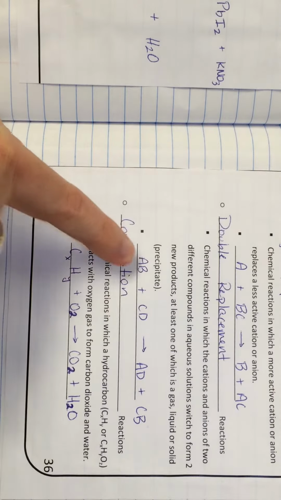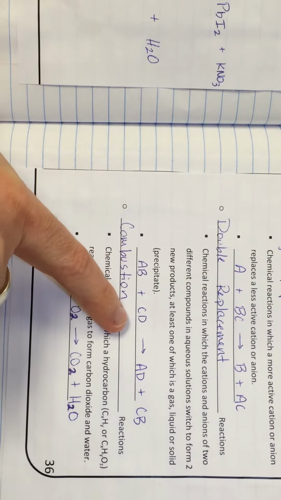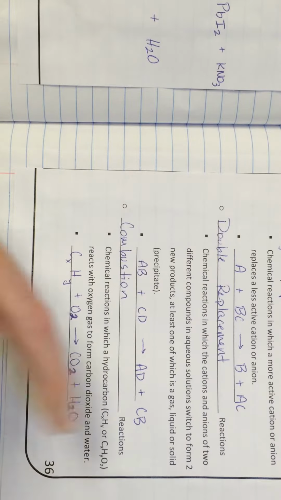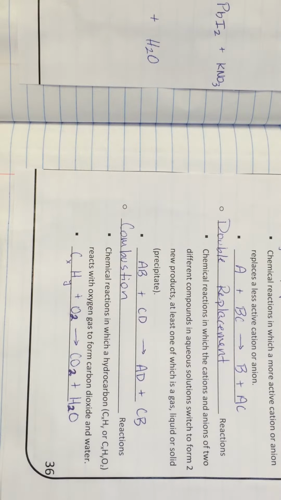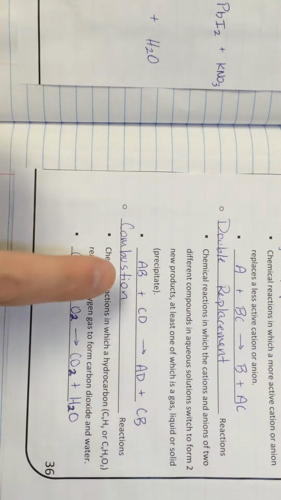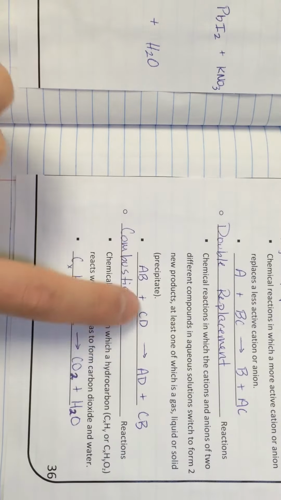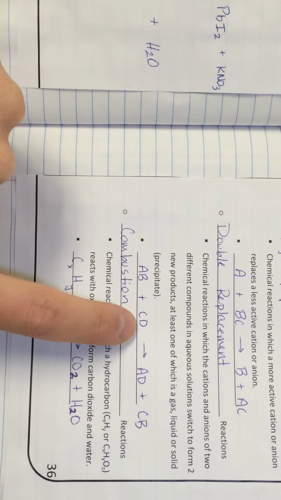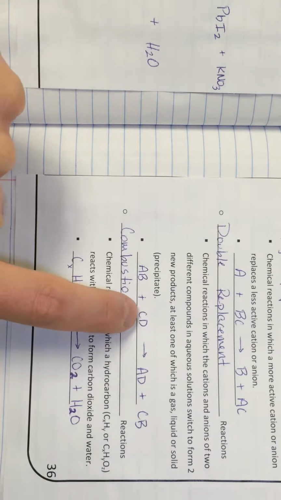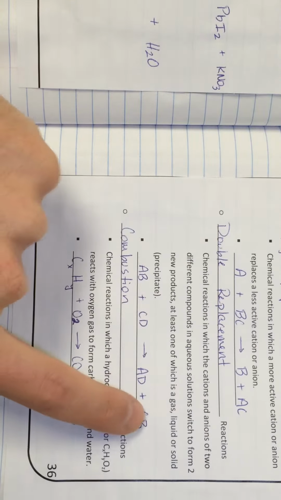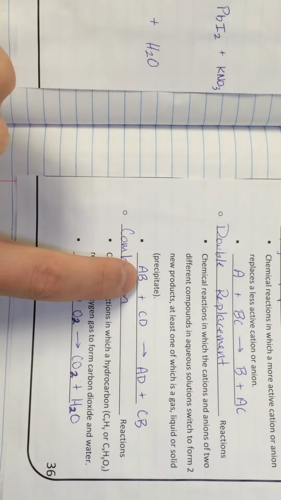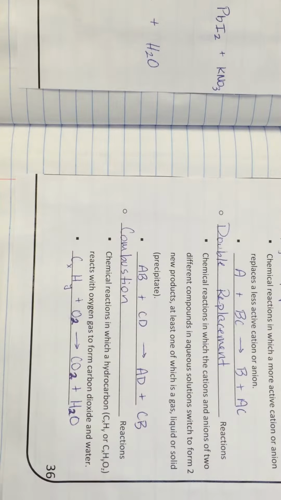This will be of the form compound AB plus compound CD produces compound AD plus compound CB. And you'll notice that the cations have basically switched partners. So now A, instead of being bound to B, is bound to D, the original anion of this compound, and C, instead of being bound to D, will now be bound to B, the original anion of this compound.